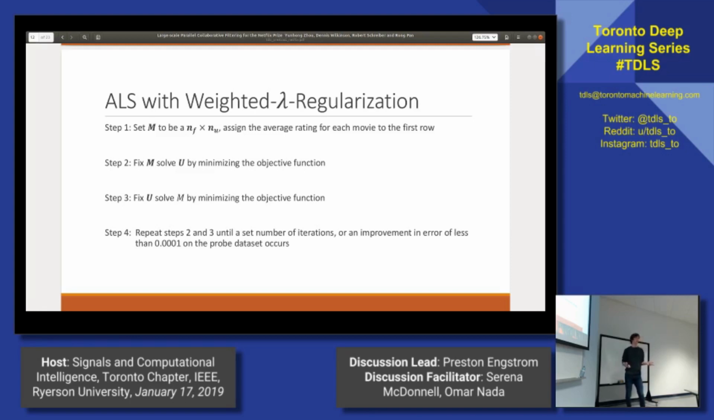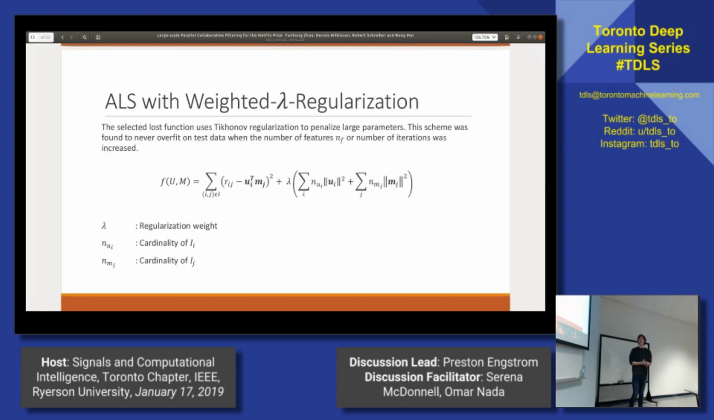And we just repeat this until some stopping criterion is reached, whether that's the number of iterations or some minimum improvement in the loss function. In this case, they just set it to 0.0001. And that's not on the training data, but on the validation data, the probe data set. So every iteration, they're calculating their total difference in mean error for the probe data set.